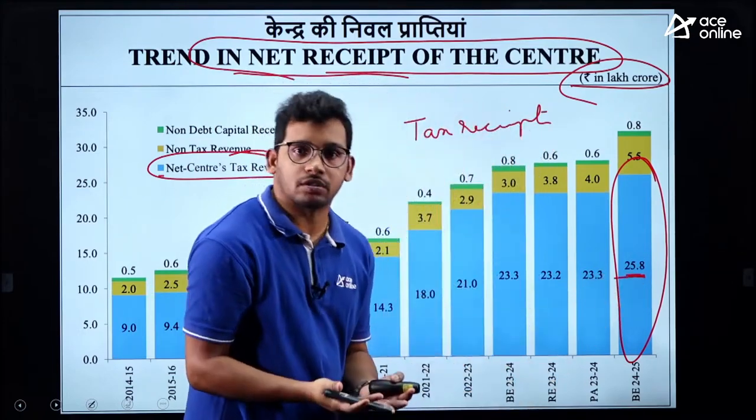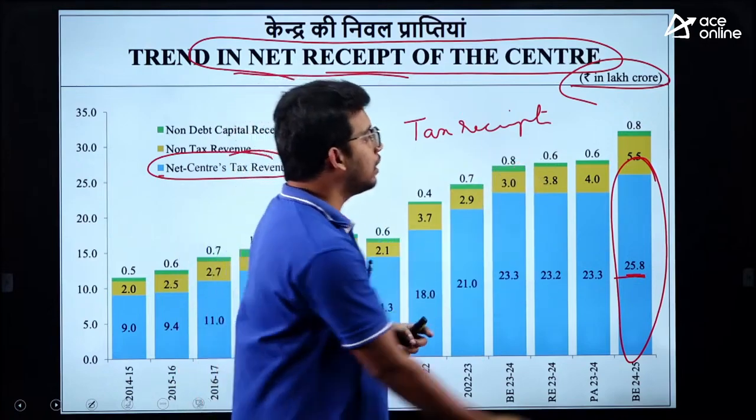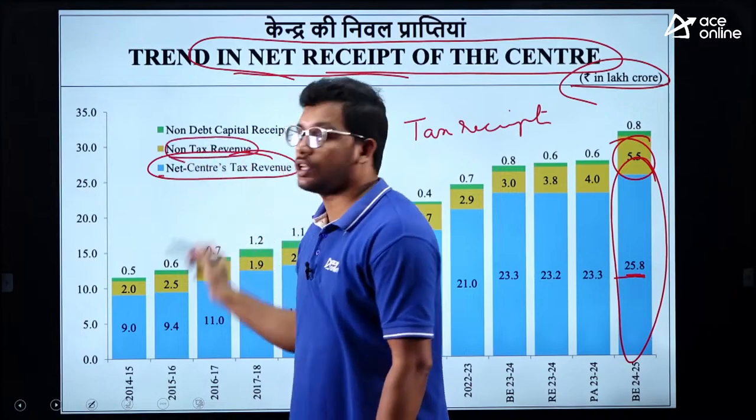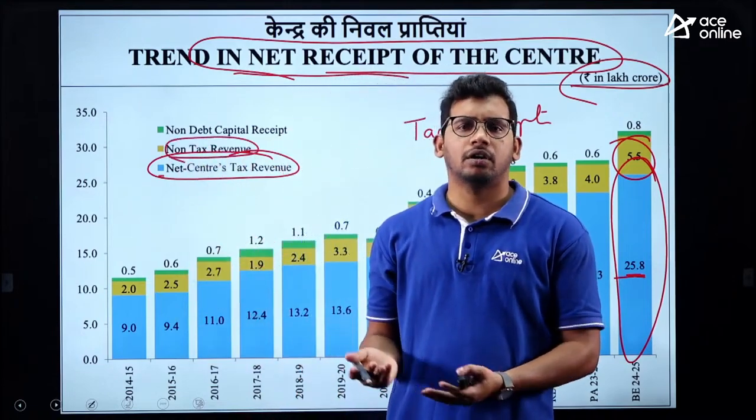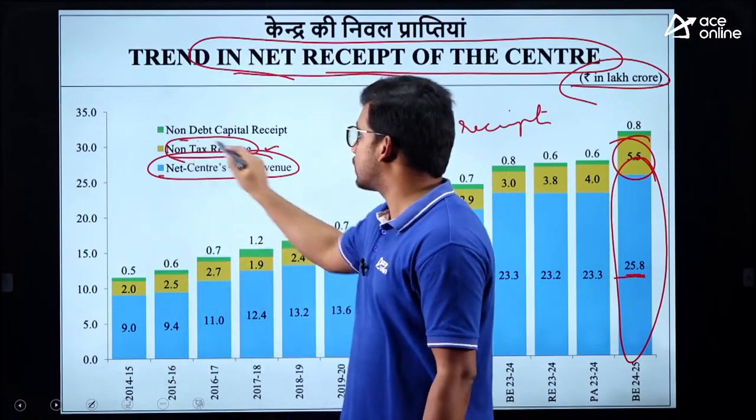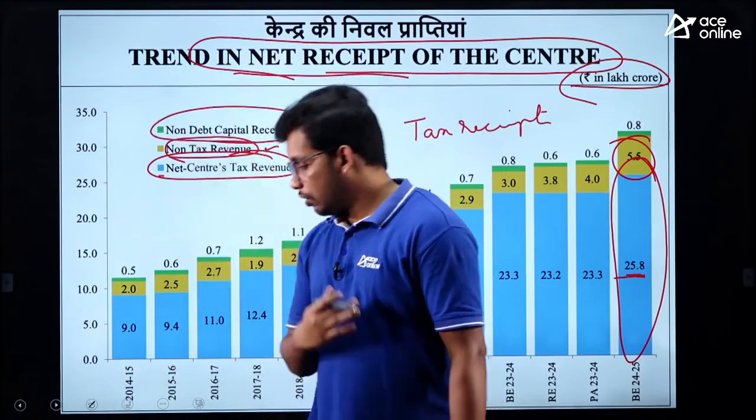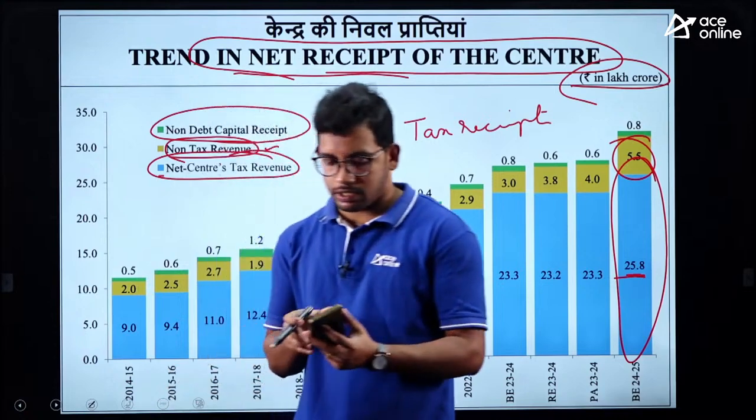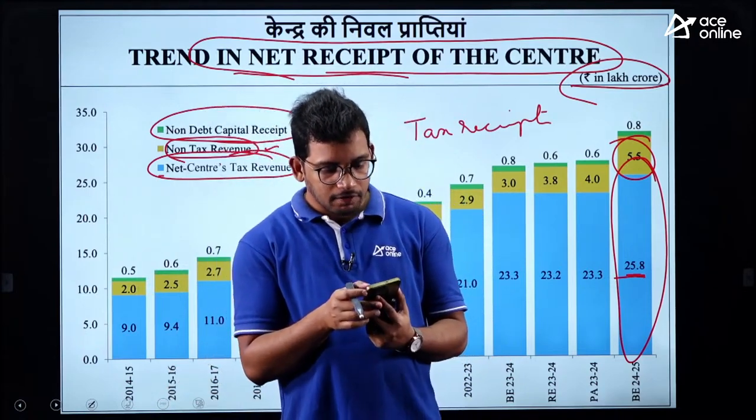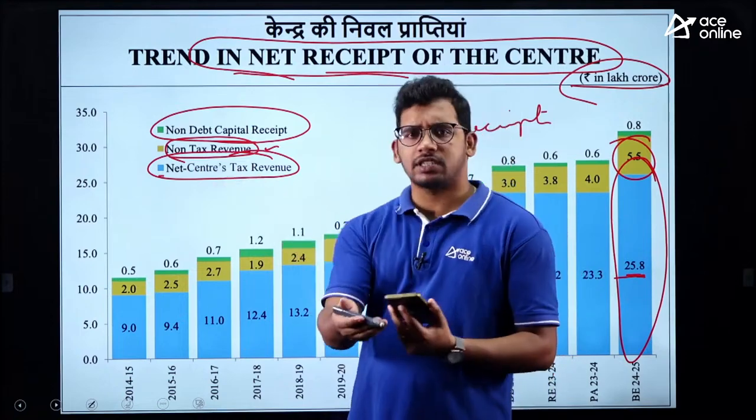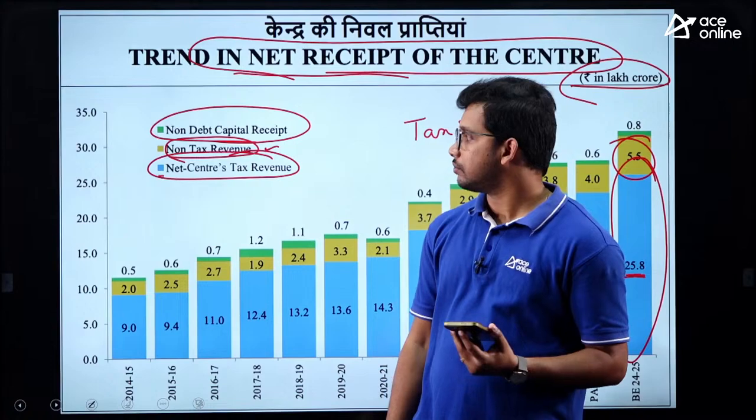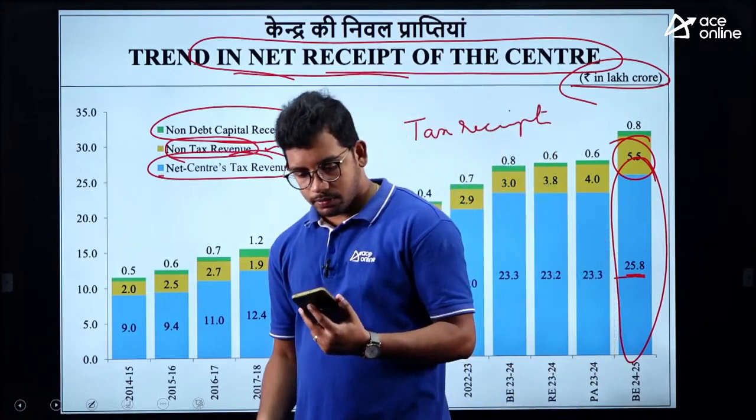25.8 lakh crores the government is getting from taxes, and 5.5 lakh crores the government is getting from non-tax revenue, that means fees or stamp duties, all those things come under non-tax. Non-debt capital receipts. What are these non-debt capital receipts? Anyone? Can anyone tell me, we have discussed these non-debt capital receipts. What are those?